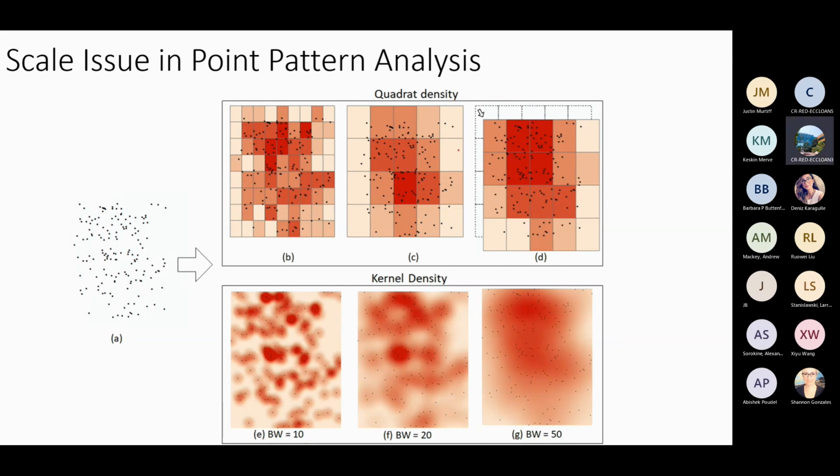Quadrant density and kernel density are the most common methods to analyze point patterns. However, both methods suffer from the same issue. We need to find the appropriate quadrant size or kernel bandwidth to calculate the density. However, the pyramid model can resolve this issue by representing the density calculated in different quadrant sizes and kernel bandwidths in a multi-scale structure in the pyramid framework.